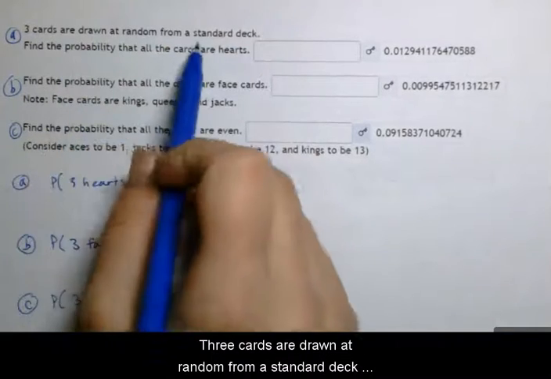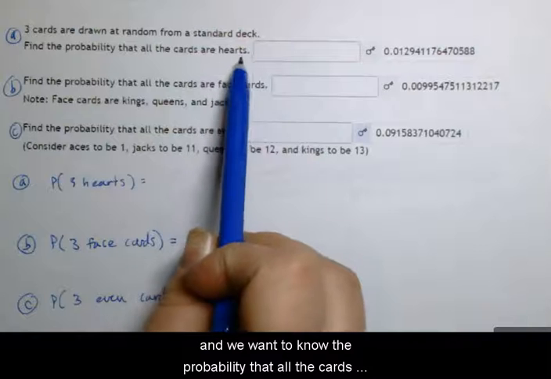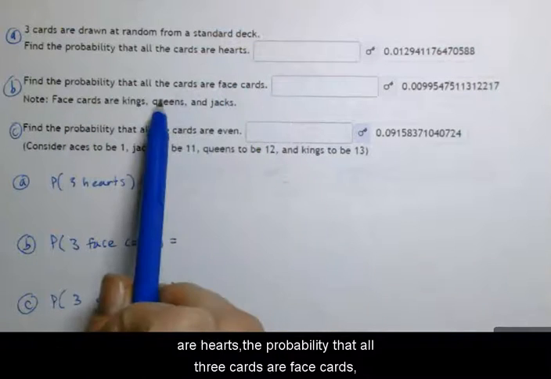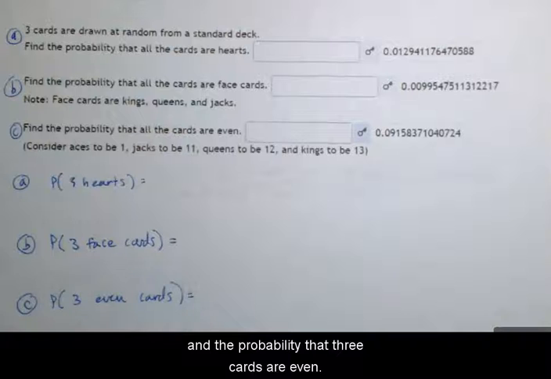Three cards are drawn at random from a standard deck. We want to know the probability that all the cards are hearts, the probability that all three cards are face cards, and the probability that all three cards are even.